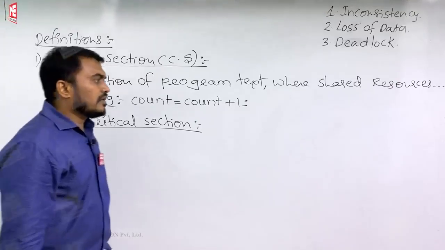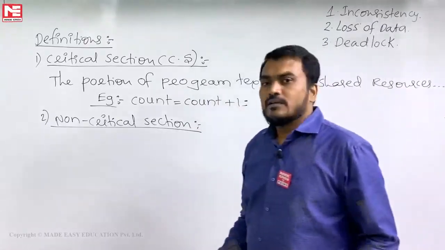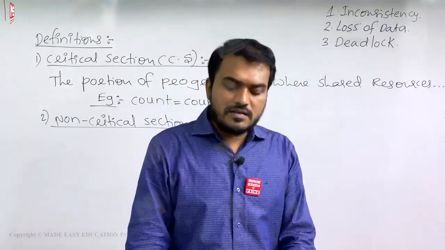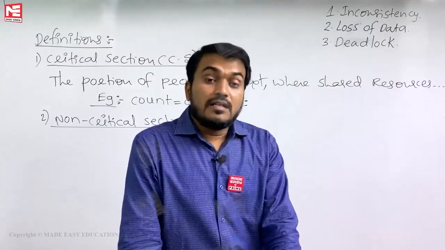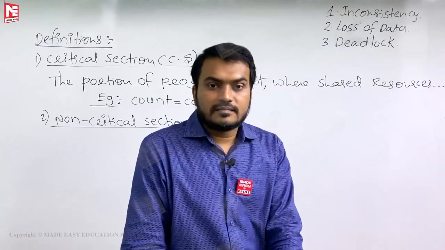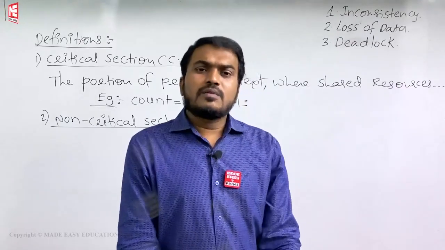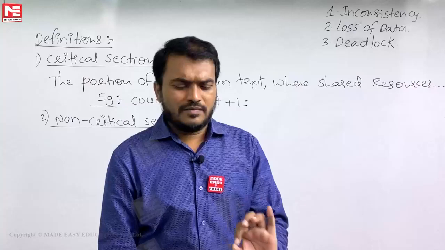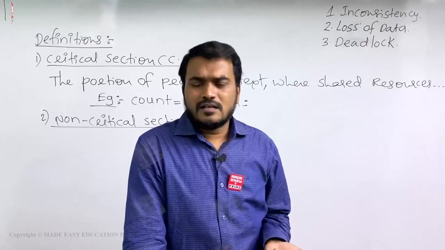Non-critical section: the portion of program text where the independent code of the processes will be placed. So independent code means what? The code which belongs to only that particular process. Independent code मतलब सिर्फ उसी का code है, वही process execute करेगा. The code which belongs to only that particular process is called independent code.